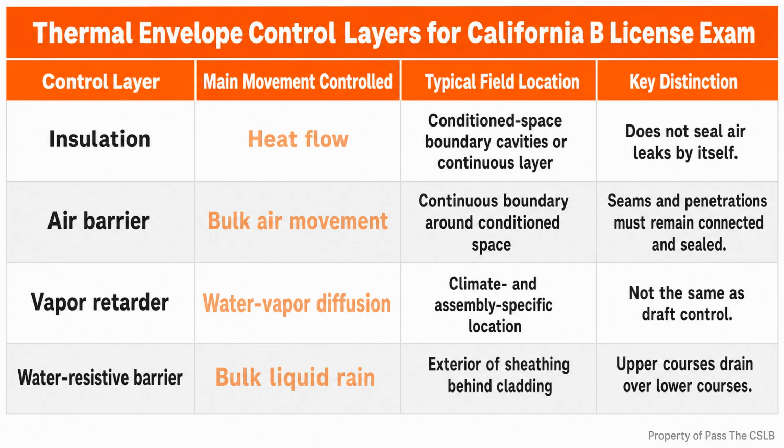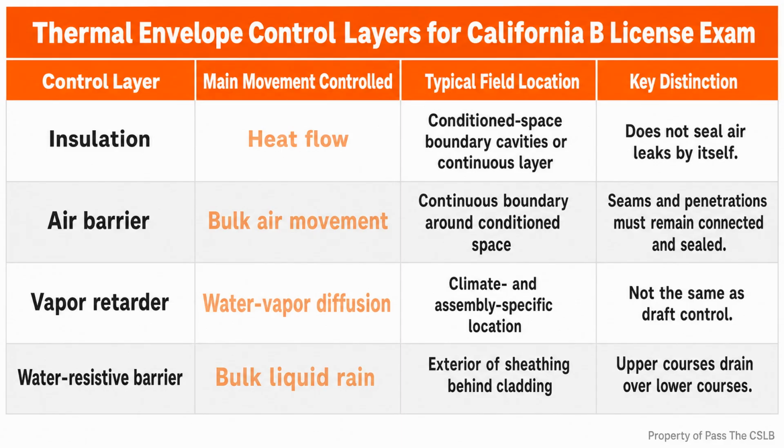The central principle is simple. The thermal envelope has to be continuous, and continuity depends on sequence. A good product installed too late, in the wrong layer, or with an open edge cannot do the job assigned to it. I think of the envelope as the boundary between conditioned space and everything outside that conditioned space. That outside may be outdoor air, an attic, a crawl space, or another unconditioned area.